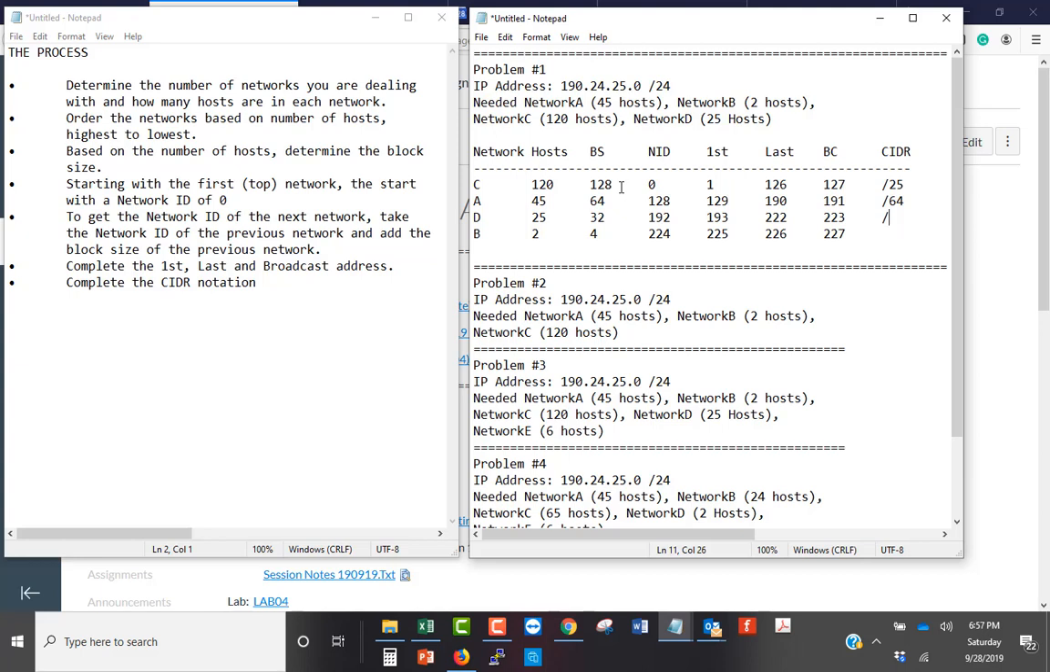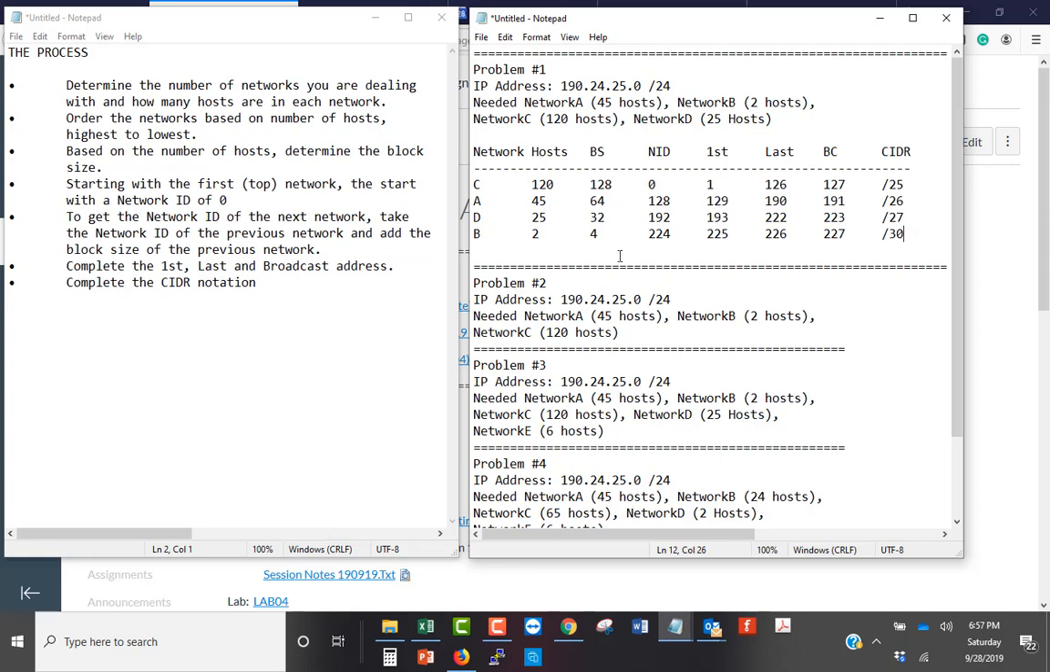Oh, what are you doing? That's not a /64. Sorry, gang. That's a /26. And this is going to be a /27. And then finally, with the block size of 4, it's going to be a /30. Okay? So that's the answer to our first problem.